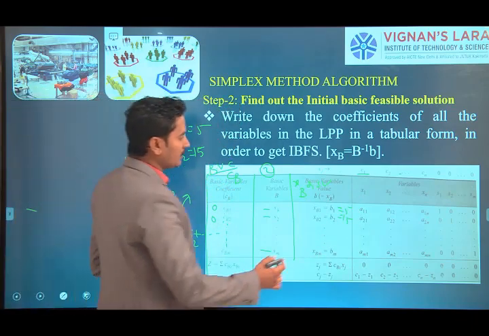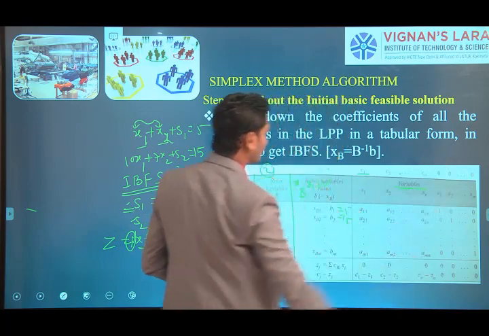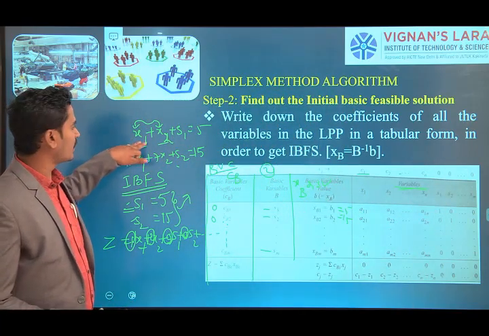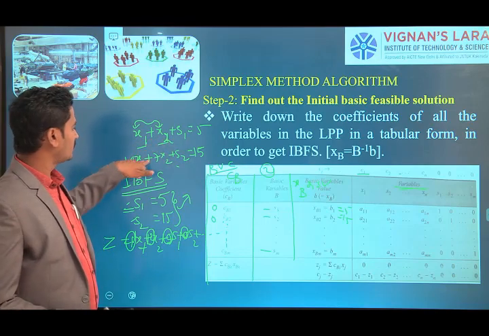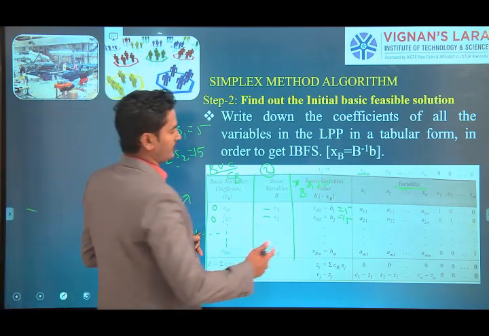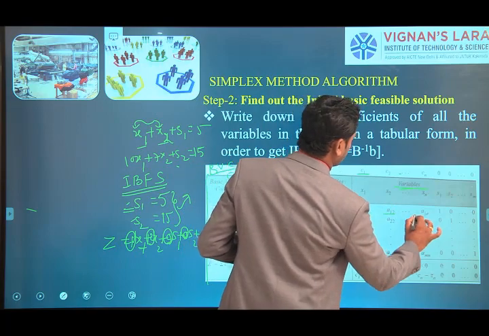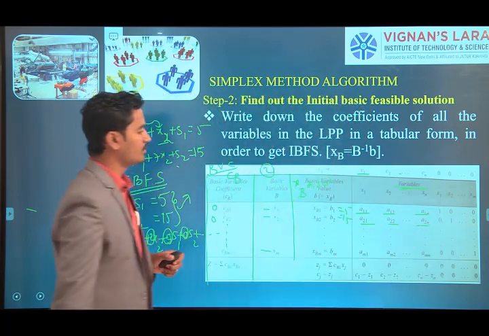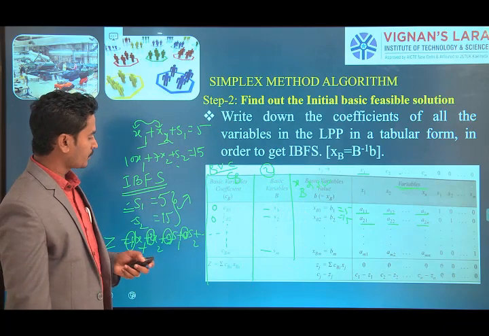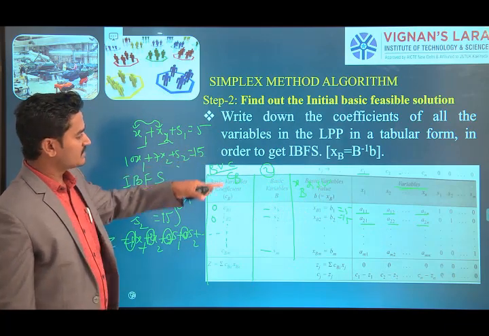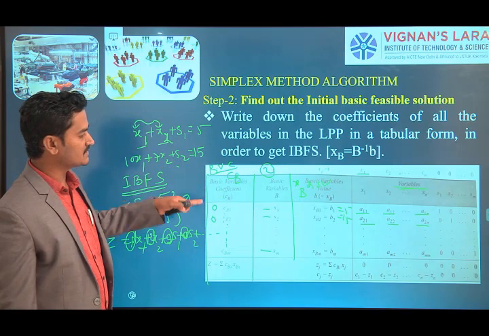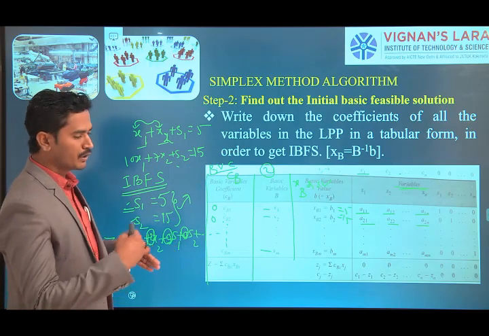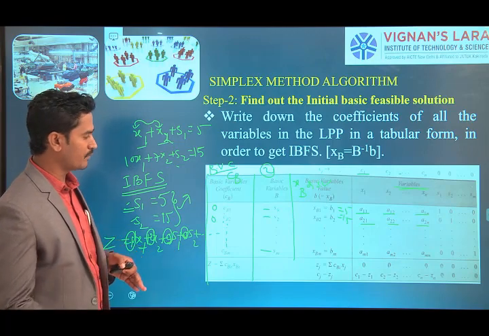Next, coming to the variables. How many variables do we have? In each linear equation we have 3 variables. So we write 1, 2, 3, 1, 2, 3, like that. We write the basic variable values there. This is the initial basic feasible solution. Based on this table, we go to the next iteration, to find the optimal solution.